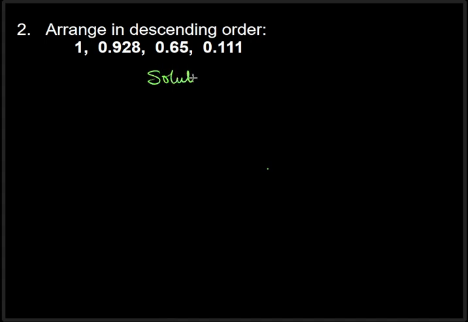One of the numbers is a whole number only. So we have 1, and then we have 0.928, we have 0.65, and then we have 0.11111. Okay. Now you must take note.